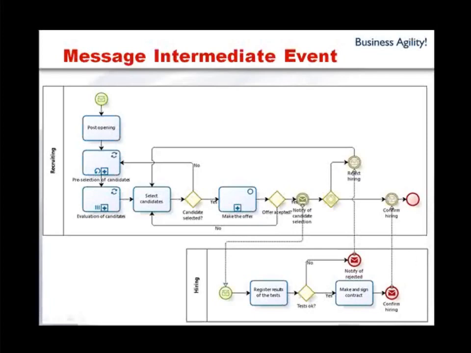In the process, we can see an example of a process that uses a message intermediate event to indicate that it should wait for a message from another process, whereby it indicates that the candidate for the vacant position has been selected. Additionally, during the hiring process, it is possible that the candidate will be rejected, in which case a message is sent to the selection process notifying the rejection. In this way, the search can continue.